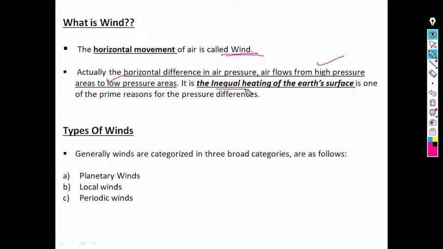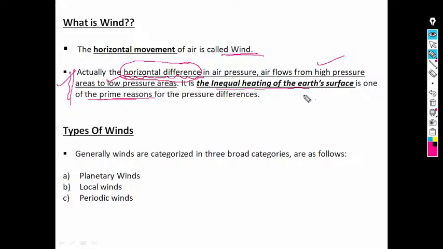The unequal heating of the earth's surface is one of the prime reasons for the pressure difference, and this causes the wind to flow. Here just see, horizontal difference in air pressure, that air flows from high pressure to the low pressure area.